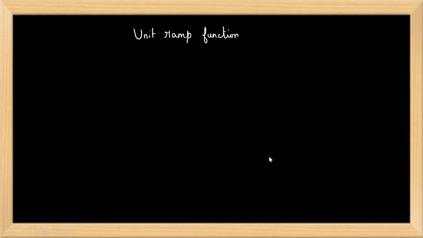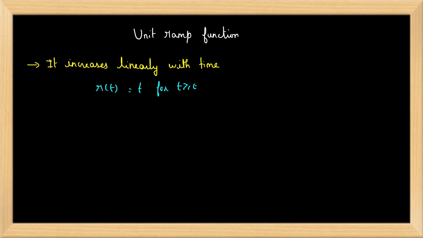Next one is the unit ramp function. The unit ramp function increases linearly with time. Mathematically, we represent it as r(t) = t for t greater than or equal to 0, and 0 otherwise. Graphically it can be represented like this. That means r(t) varies linearly with time. That is, at time 1, the magnitude is 1, and at time 2, the magnitude is 2. Likewise, it continues.